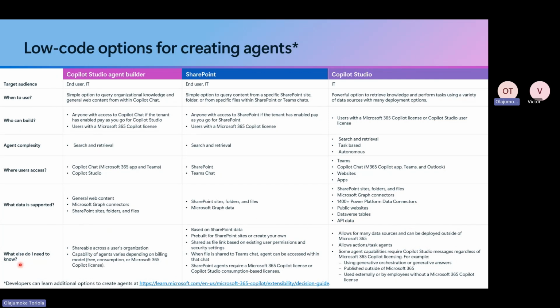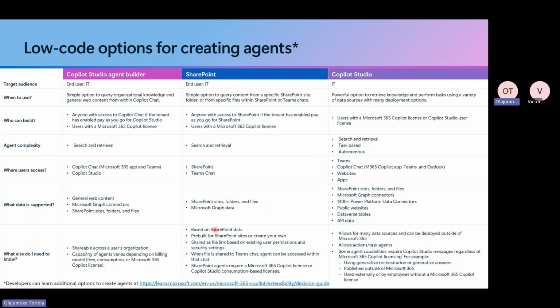So what else do I need to know? You can share it across. When you create an agent from Copilot Studio, you can share it across your organization. Then the agent can be free for consumption if it is just for Copilot agent chat you're creating, or it can also require a Microsoft 365 Copilot license. Remember what we said, who and who have access to this. You remember that we said who can build. If you have the Copilot chat and you also have a user with a Microsoft 365 Copilot license, you can build also.